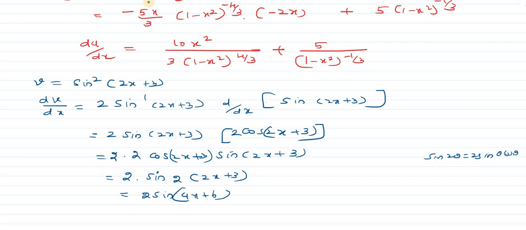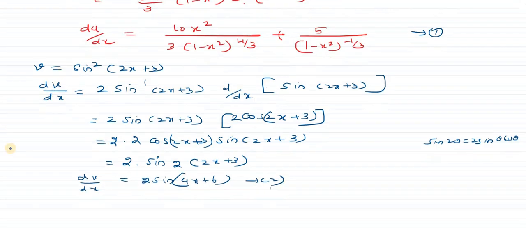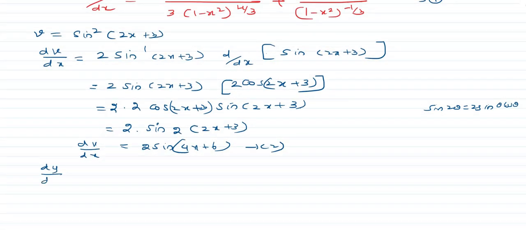Correct? So this is equation number 1. This is dv by dx. It is equation number 2. Okay. So dy by dx is du by dx plus dv by dx. So write the answer as it is.